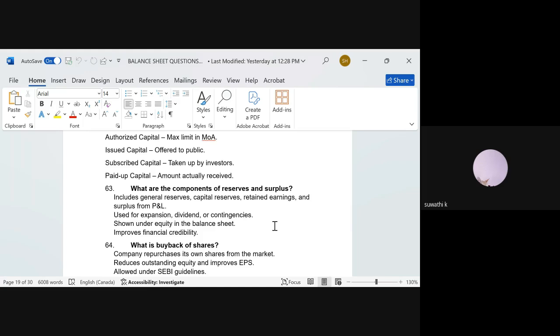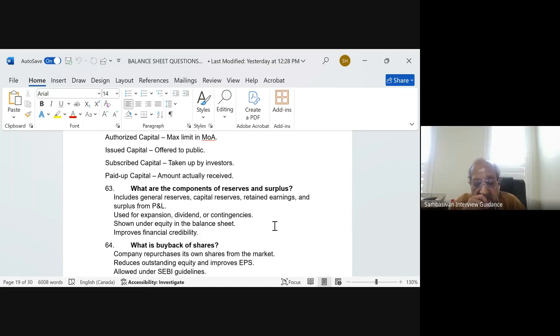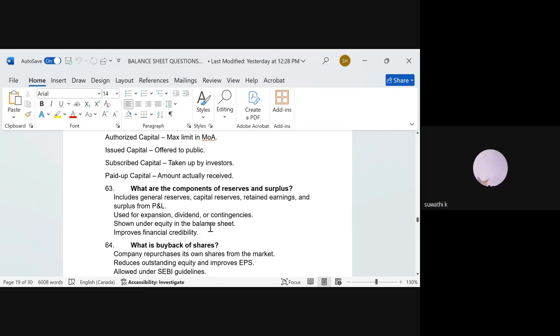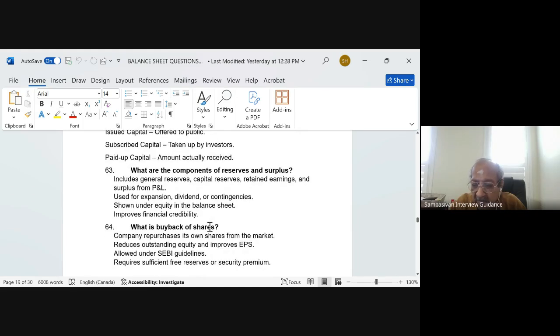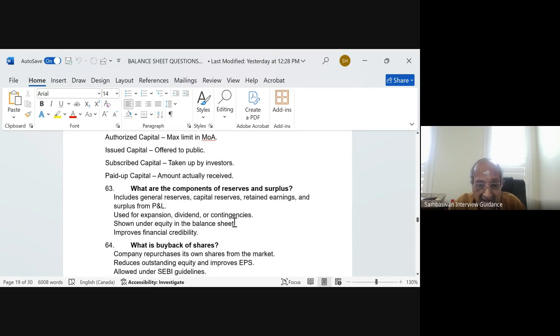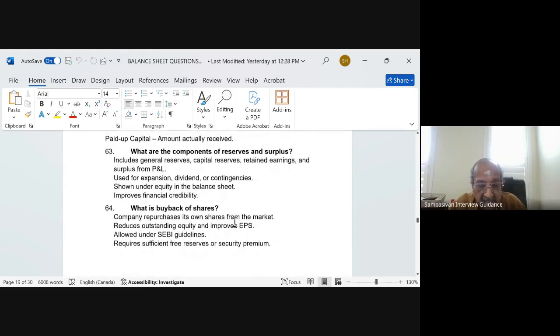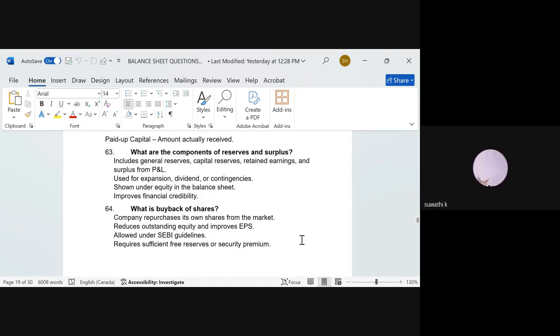Improves financial credibility. Swati, normally we pronounce that as dividend. Okay, sir. What did you say? Dividend. It should be pronounced as dividend. Continue.